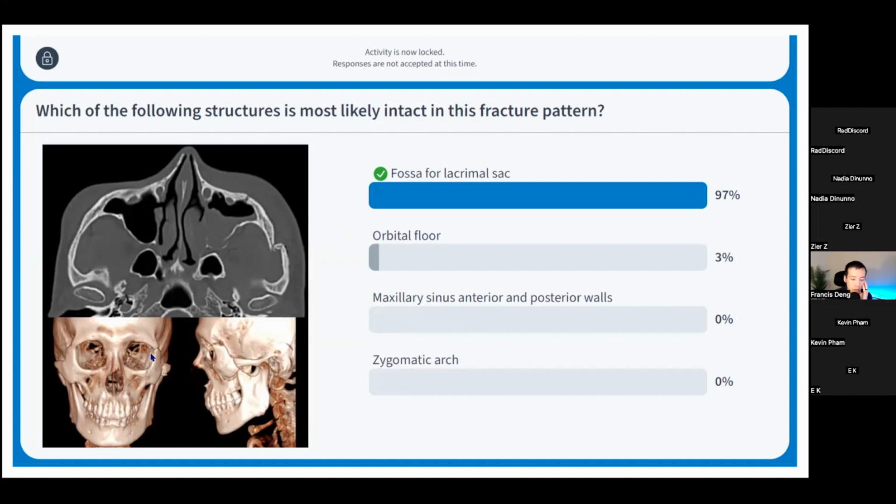And so what this involves is the lateral part of the midface, and it would spare the fossa of the lacrimal sac, which is located at the medial part of the orbit. And so unless you have an NOE fracture or a Le Fort 2 fracture, you would spare the fossa of the lacrimal sac. So the ZMC fracture is in the lateral midface. It does not involve the lacrimal sac. It might involve the region of the lacrimal gland, but it's important to distinguish lacrimal sac from lacrimal gland.